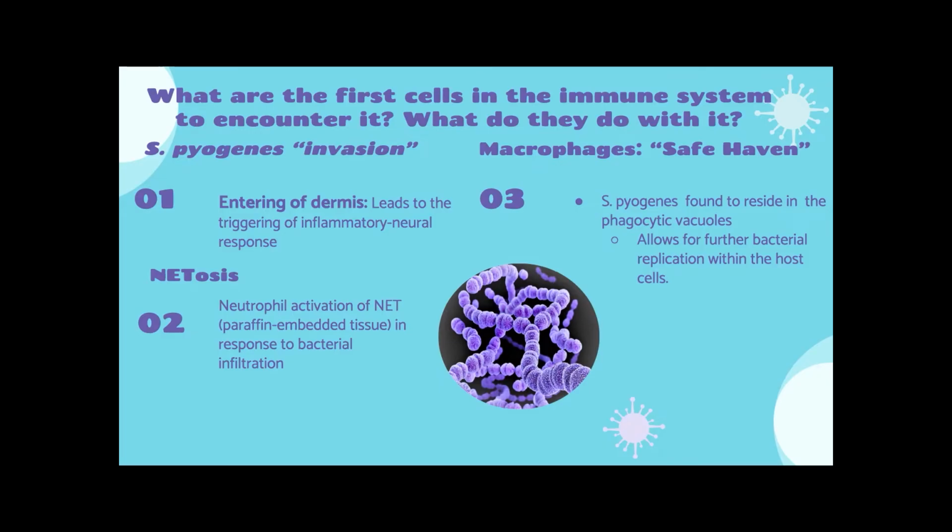In relation to the first cells in the immune system to encounter the bacteria, I'd like to first focus on the invasion, which involves the entering of the dermis, leading to the triggering of an inflammatory neural response. This can then be followed by NETosis, which is seen as a neutrophil activation of the net, in response to bacterial infiltration. Furthermore, macrophages have been found to be a safe haven, since the bacteria have been found to reside in the phagocytic vacuoles, which allows for further bacterial replication within the cells.